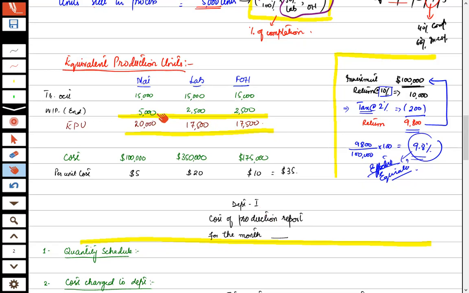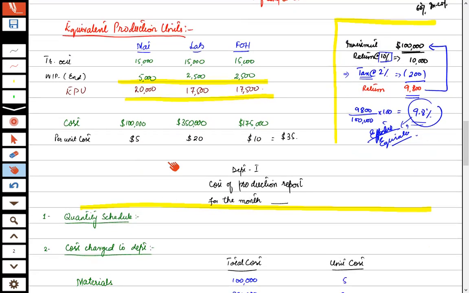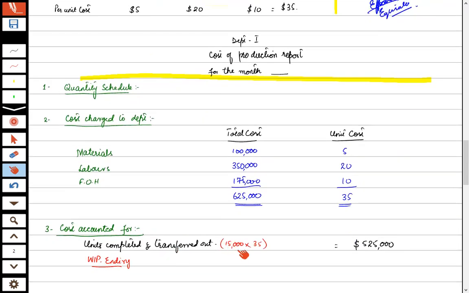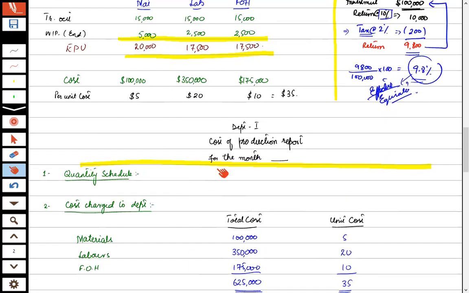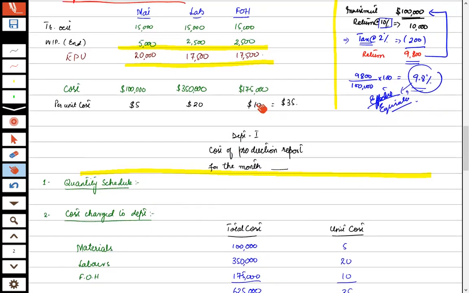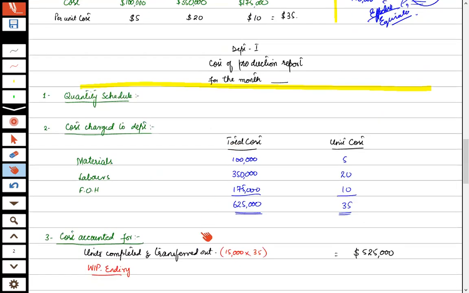Means 5,000 multiplied by its per unit cost, 2,500 multiplied by its per unit cost, and again 2,500 multiplied by its per unit cost. We cannot calculate it like transfer out, that is 5,000 into 35. It would be wrong because 35 is the total cost of all the completed units. There is a percentage of completion given, so we cannot allocate the total cost. We have to prorate it. Got it?